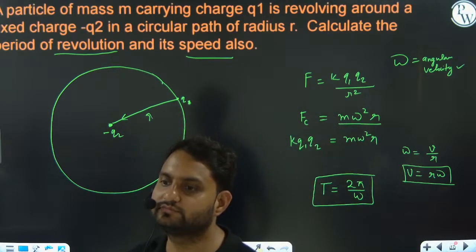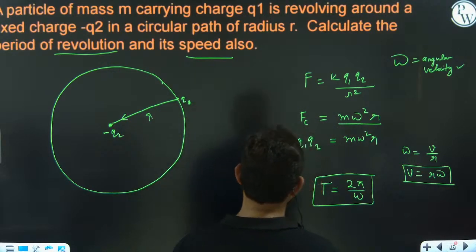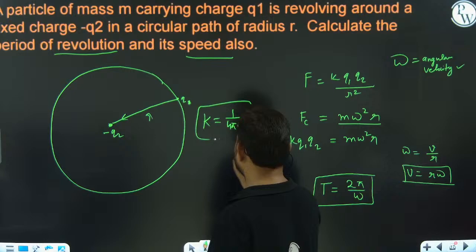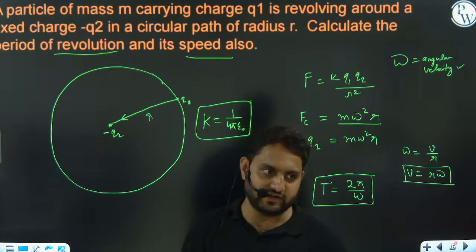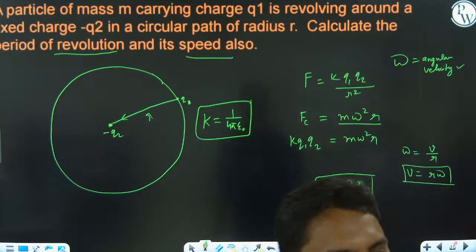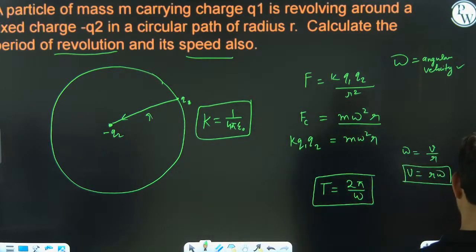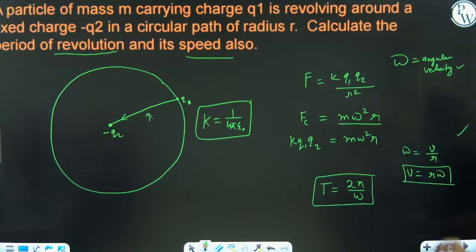What is the value of k here, beta? K is equal to 1 upon 4 pi epsilon naught. Don't put the value 9 into 10 to the power 9 for the time period. Put this value because pi will cancel the pi for time period. For speed, you should put this 9 into 10 raised to the power 9 value. Got it? You will get the answer.